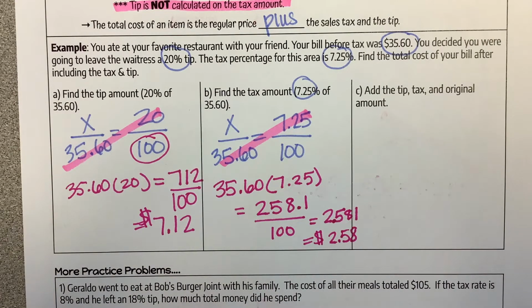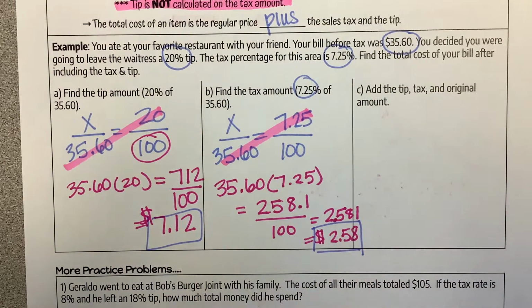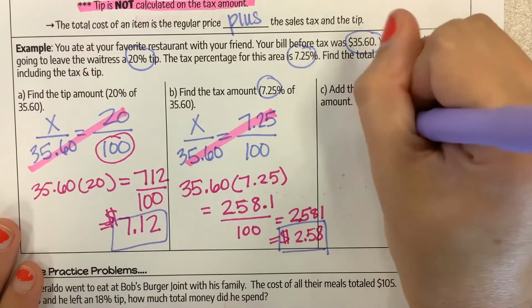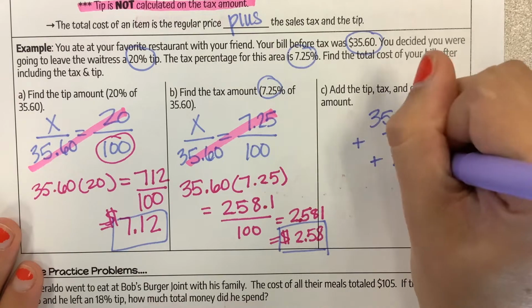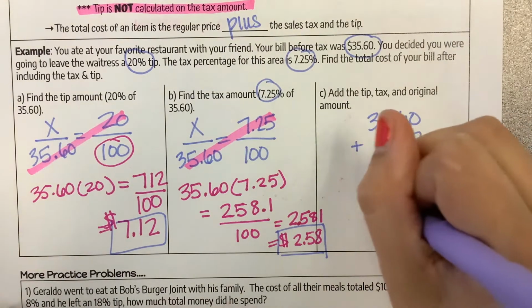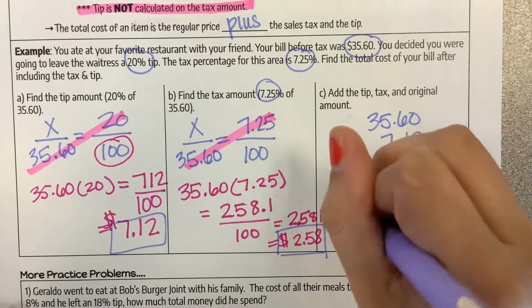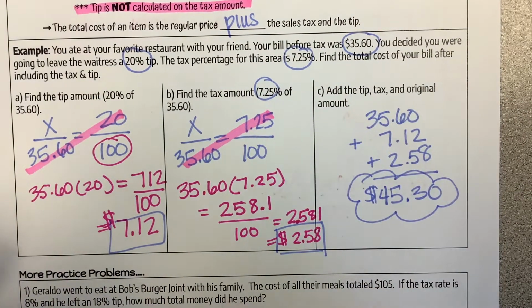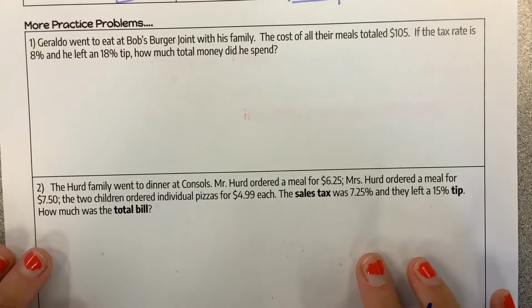So now what we're going to do is take this tip, take this tax, and take the original amount and add them all together. So $35.60 plus 7.12 plus 2.58, which gives us 45.3. As money, I need to add a zero, so it makes sense. $45.30 for the meal when you factor in tax and tip. Let's look at two more multi-step problem examples.